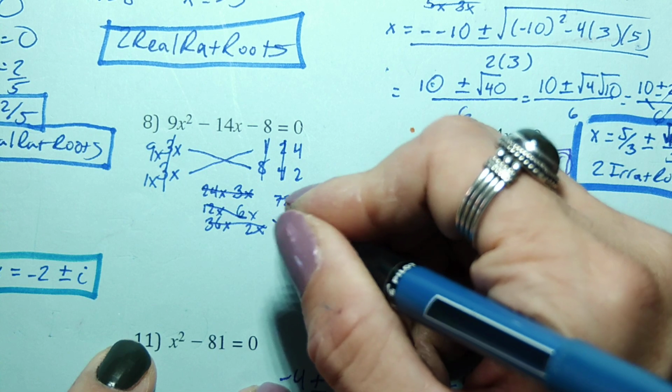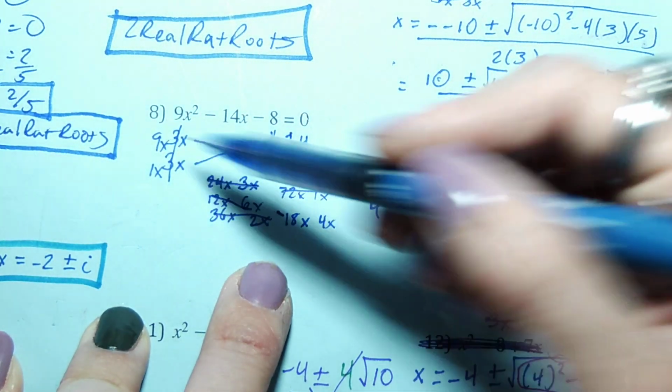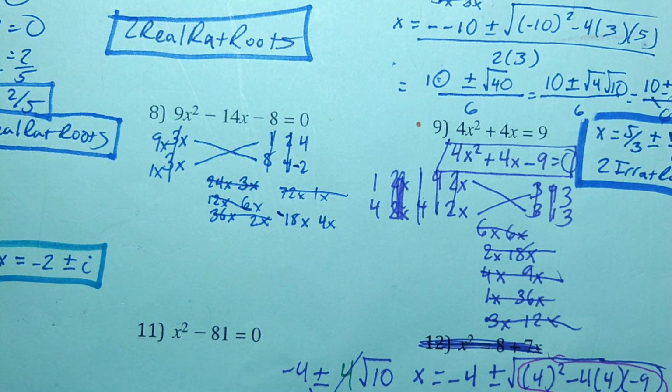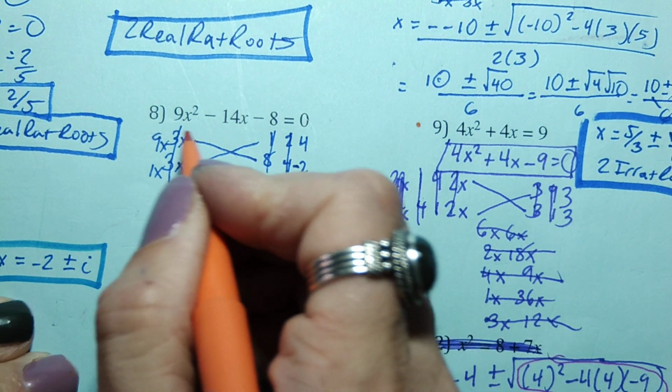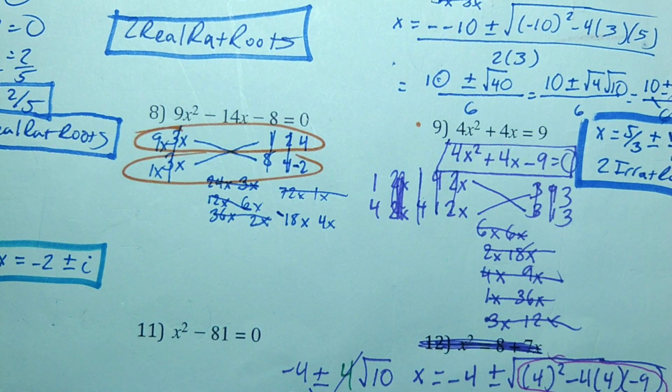So from here, we want the 18 to be negative, which means we want the 2 to be negative, so that 9x times negative 2 is negative 18. And then we go straight across for our factors. 9x gets paired with the 4. 1x gets paired with the negative 2.